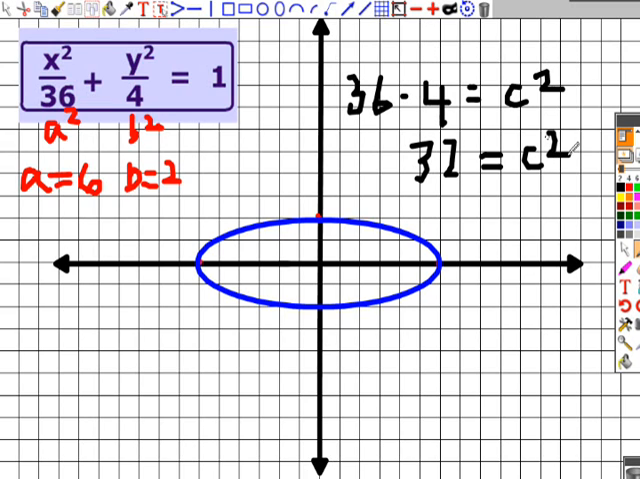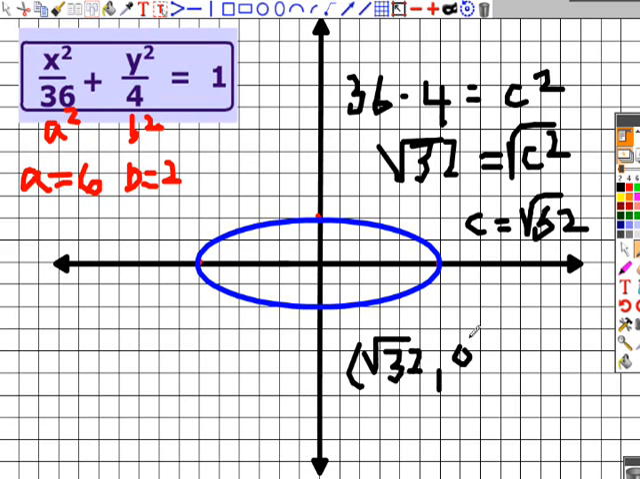And then to find c, which is the x-coordinate, in this case, of your foci, what you're going to do is just take the square root. So the square root of 32. So c equals the square root of 32. So that means my foci are located, since the foci are here on the x-axis, the first one's going to be at radical 32, 0, so over on this side, and the other one's going to be at negative radical 32, 0. And these are my foci.